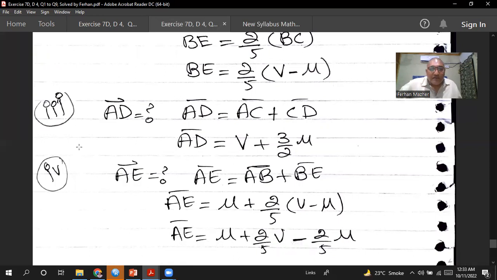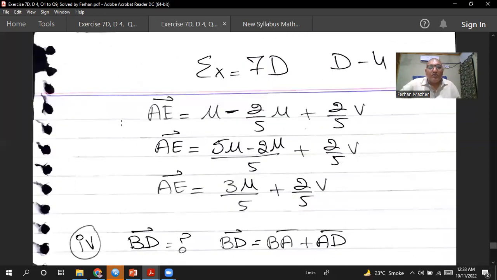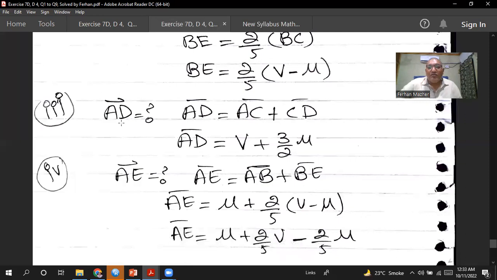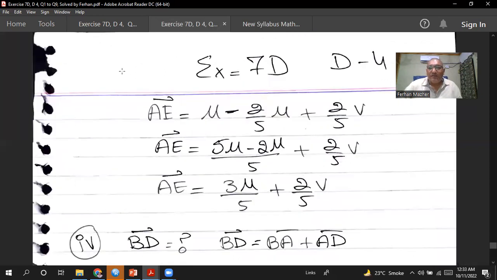So AE will be U plus 2V by 5 minus 2U by 5. Bring the terms which have U with each other. So take the LCM, that's 5. So you will have 5U minus 2U divided by 5, plus 2V by 5. So 5U minus 2U, that will be 3U by 5 now, plus 2V by 5. So AE is this. Hopefully you understand.